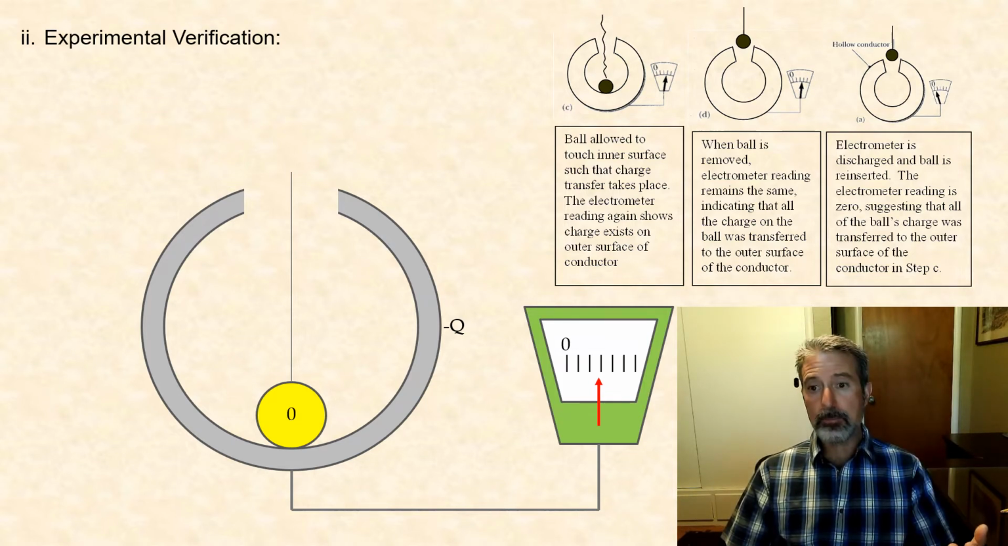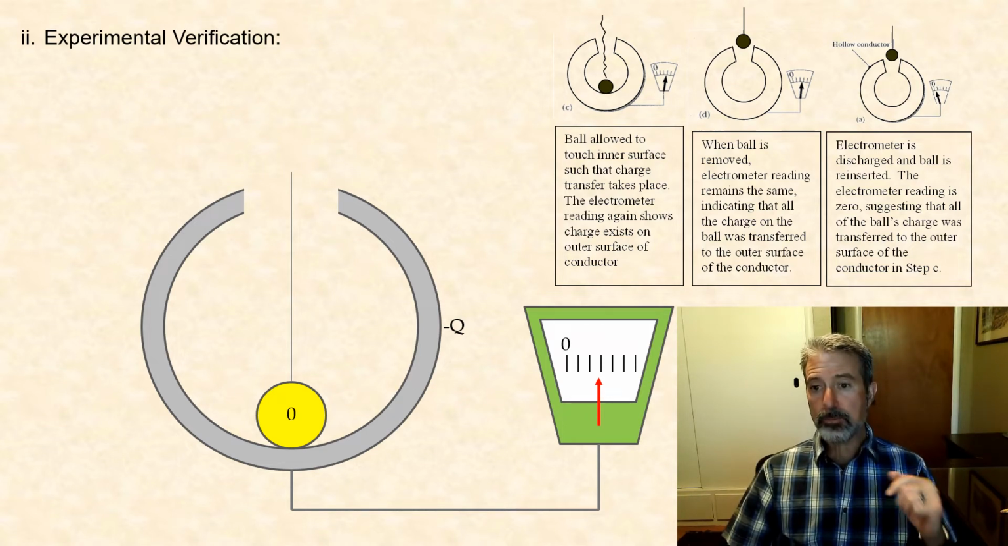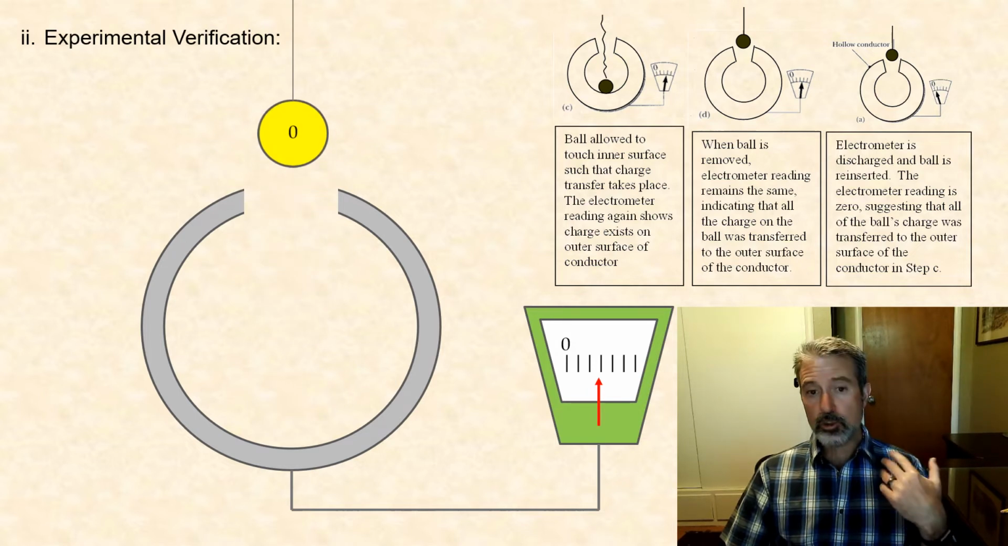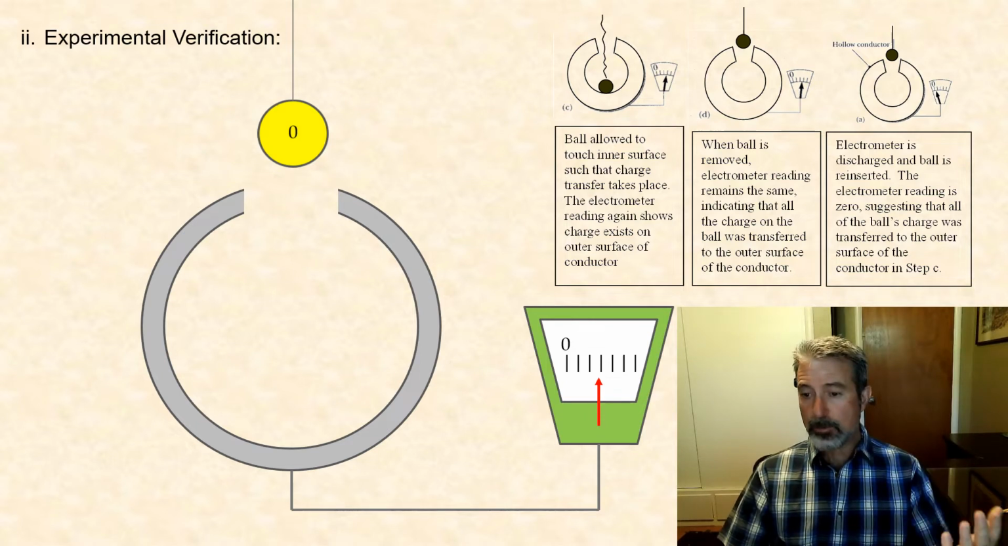So when we now remove the ball from the interior chamber, we see that the electrometer reading stays the same, suggesting that its reading is simply due to whatever charge is left on the outer surface of that conductor, which is exactly what we saw. The amount of charge would be identical to what we saw in the previous slide if the electrometer reading is the same.